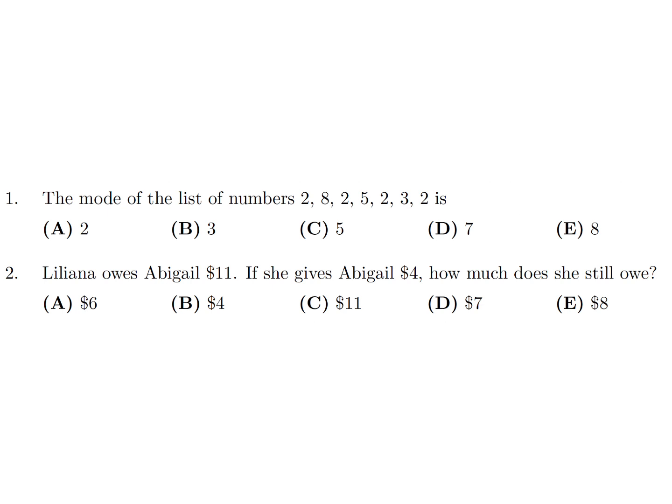The mode of the list of numbers is? Well, the mode is the most common number. And if you look at this list, the most common is this number because it appears 4 times, and therefore the answer would be 8.